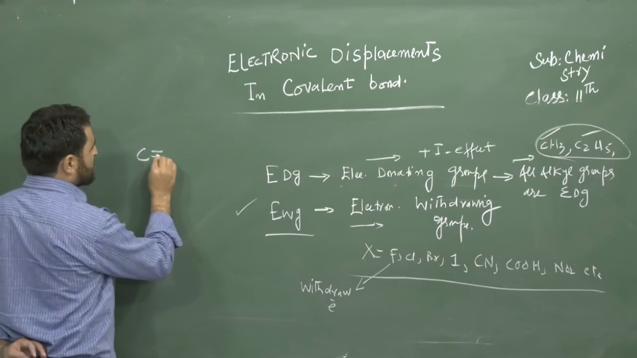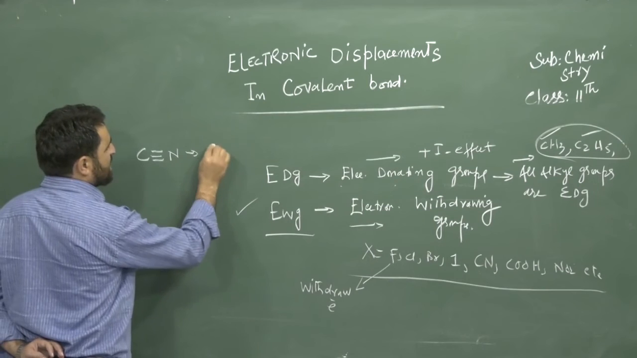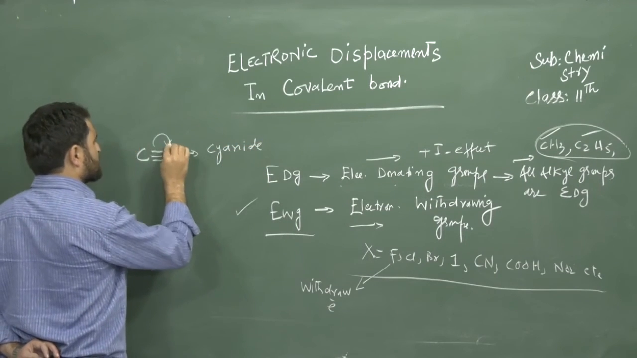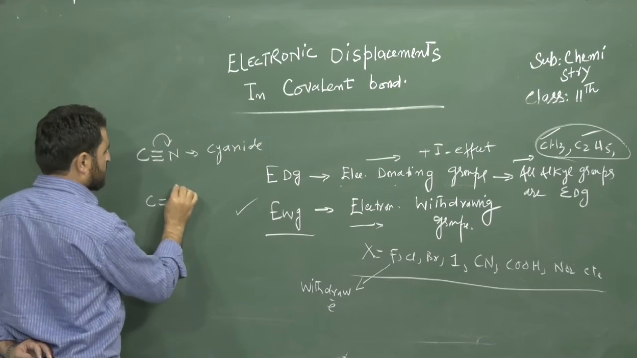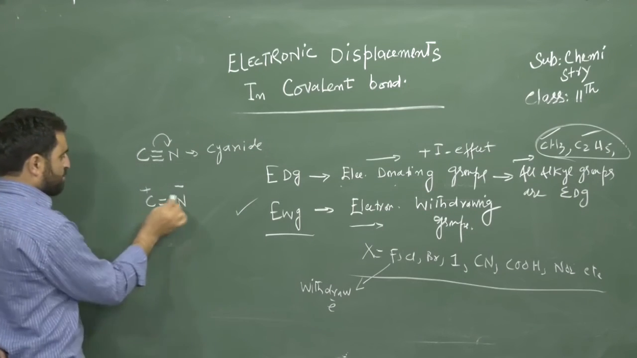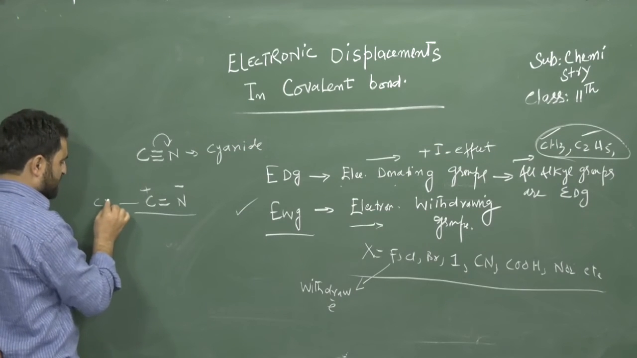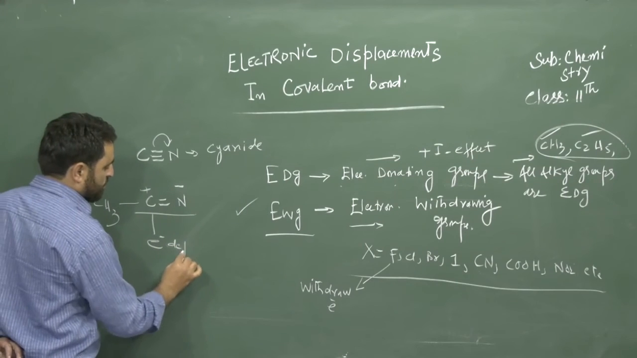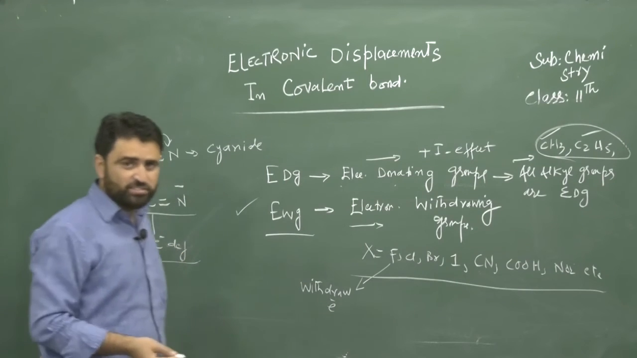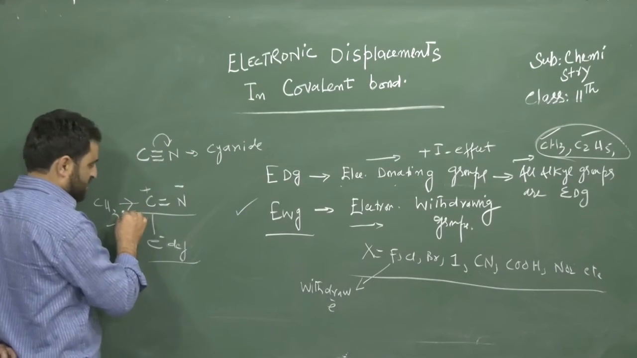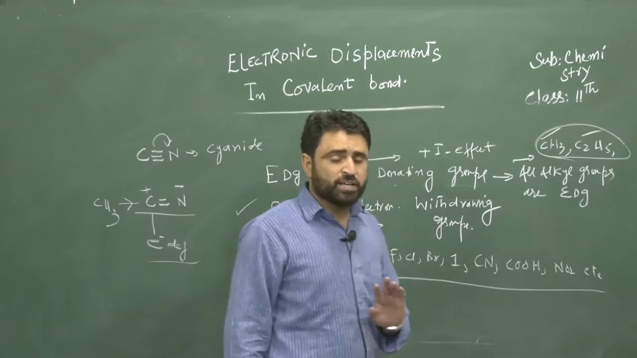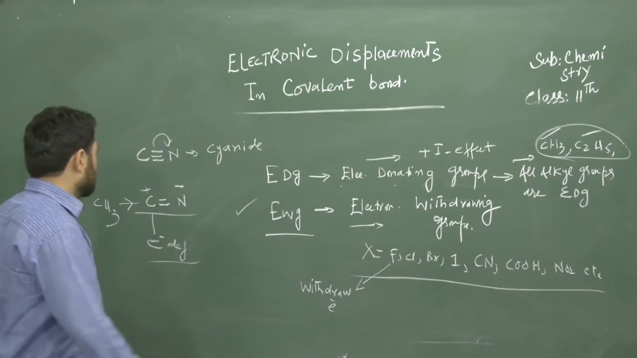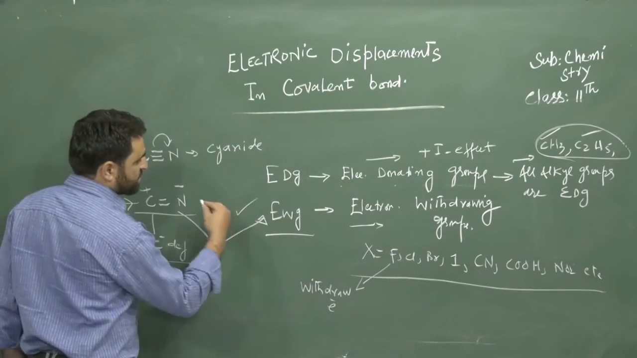The structure of CN is like this, this is called a cyanide. If I draw the structure here, this is C double bond N, negative, positive. If this cyanide is now attached to CH3, this positive carbon is electron deficient. When it is electron deficient, it withdraws electron. Because this carbon bears a positive charge, it will withdraw electron from CH3. This proves that it is an electron withdrawing group.